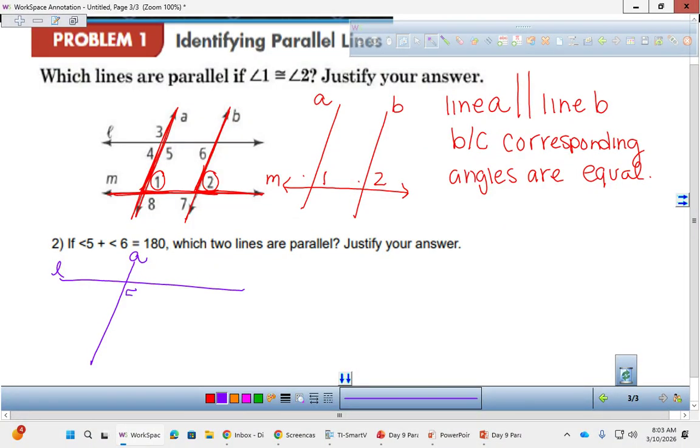Angle 5 is this angle here, right? So it's to the right of line A and below line L. And angle 6 is line L and line B. Angle 6 is below L and to the left, so it's here. All right, so this is when I'm looking specifically at 5 and 6.